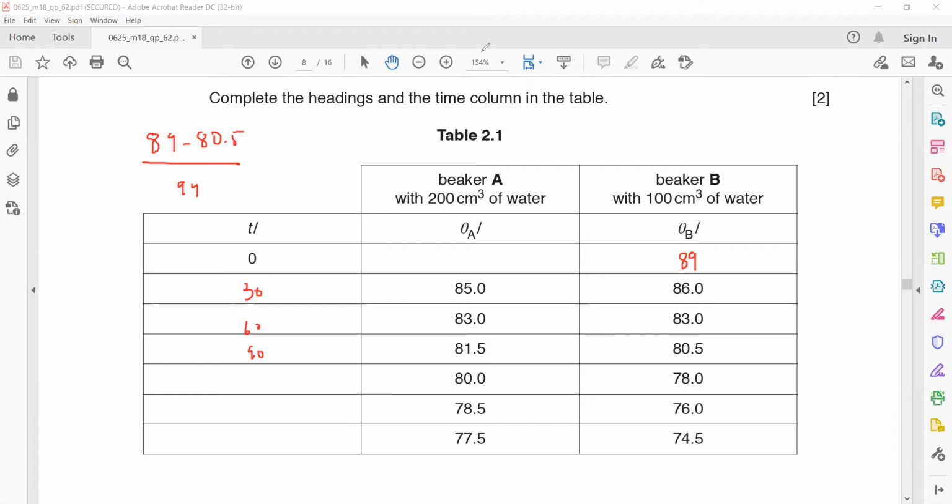So what's the answer for this? 89 minus 80.5 divided by 90. That is 0.094 degree centigrade per second.